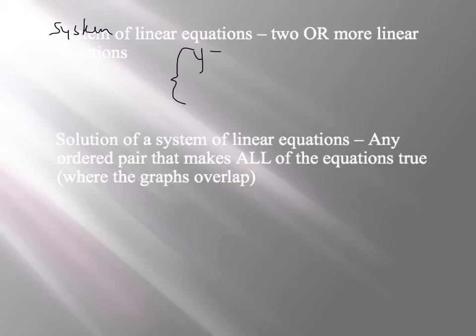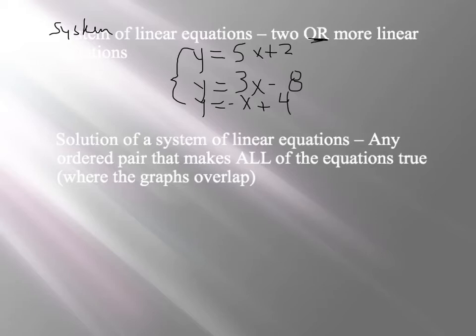You might have y equals 5x plus 2, y equals 3x minus 8. So those two equations create a system. You could also have more than two because it's "or more." So I could also have y equals negative x plus 4. That makes a system. What is a solution to a system of linear equations?